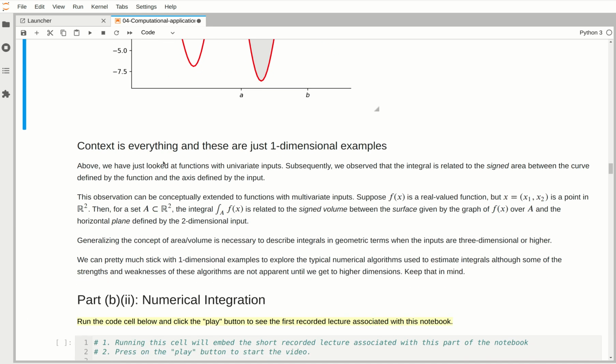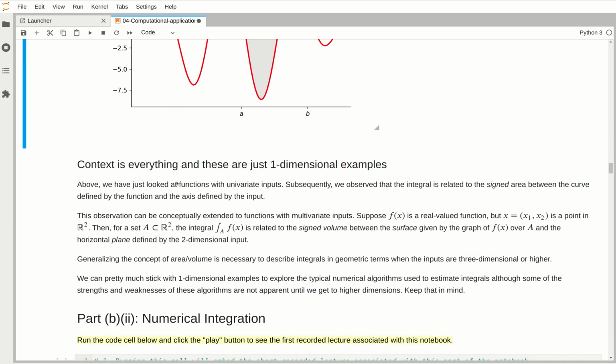Now there is some context here, and context is everything. These are just one-dimensional examples. So above, I've just looked at functions with univariate inputs, meaning a single number. Subsequently, we observe that the integral is related to the signed area between the curve defined by the function and the axis defined by the input.